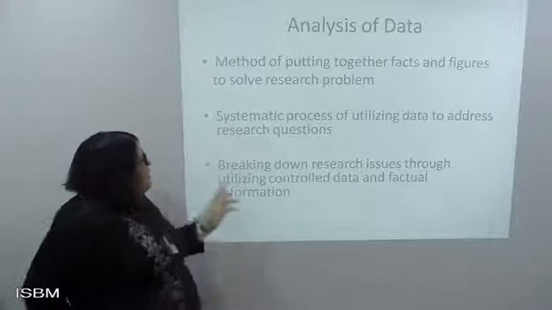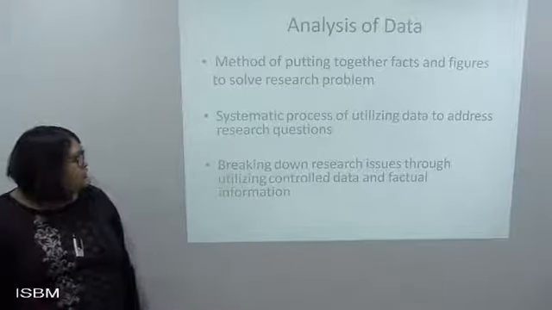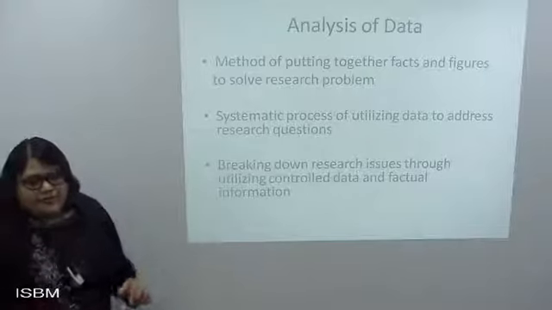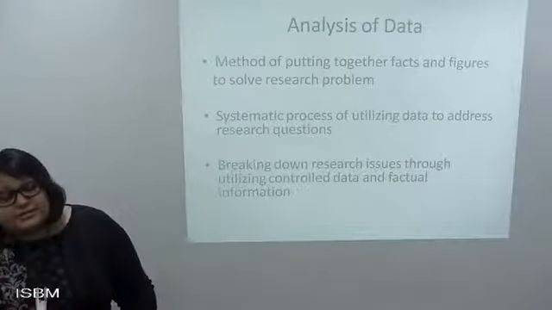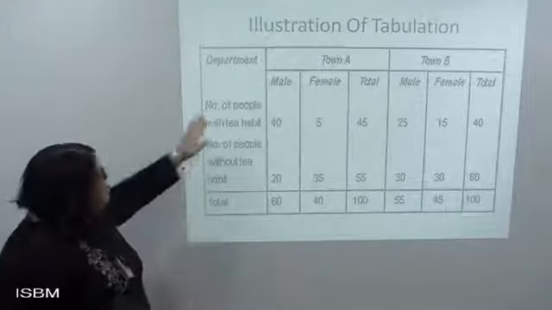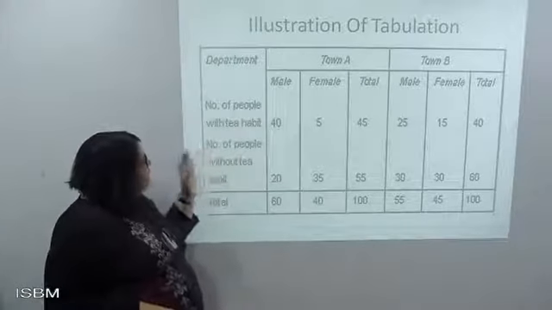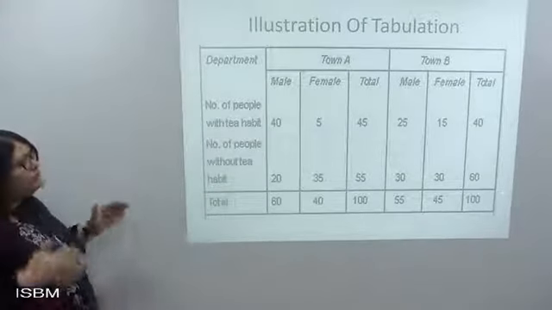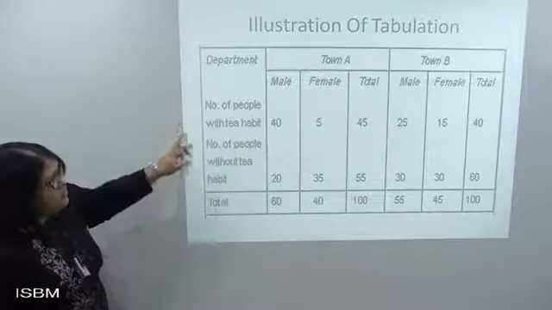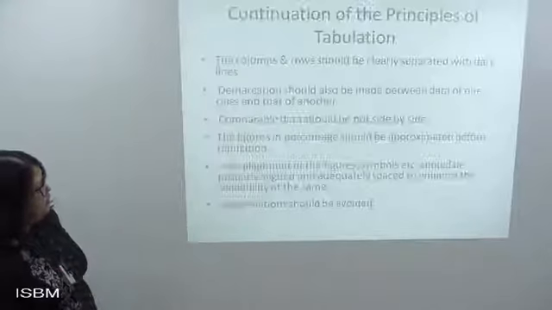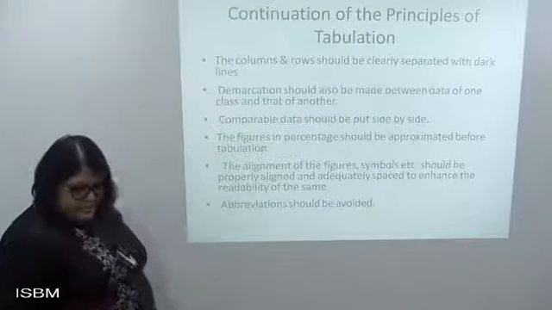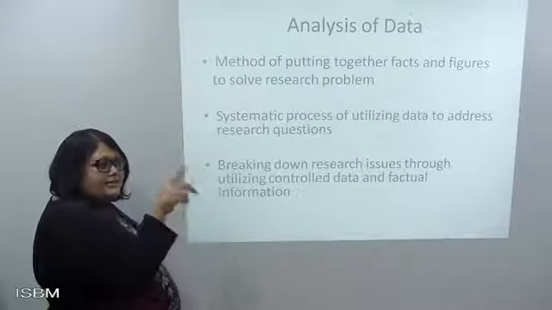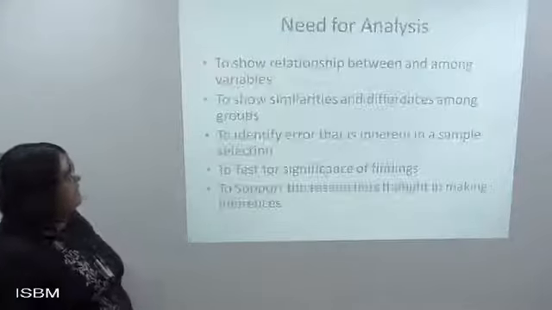Now, breaking down research issues through utilizing control data and factual information is basically done in analysis of data. So, in this entire category, I have broken down the information of people who drink tea and people who don't drink tea, and I have logically categorized them into subgroups and aligned them properly so that I get my data. So basically, in this process, I'm doing nothing but analyzing my data.